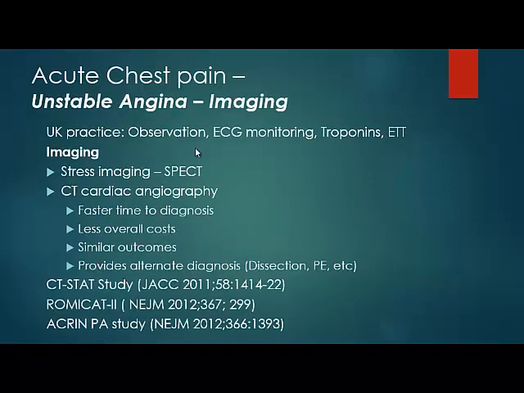Okay. For unstable angina, generally these patients are observed on the wards with ECG monitoring, with troponins, etc. Now, imaging can play a role in these cases, and patients in general are discharged and they often have the imaging as outpatients. So you could do stress imaging of some sort, you could do CT angiography in these patients, and there are various studies looking at the role of these different imaging techniques in this group of patients.